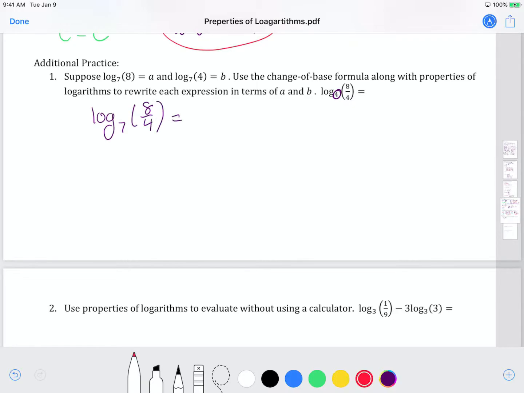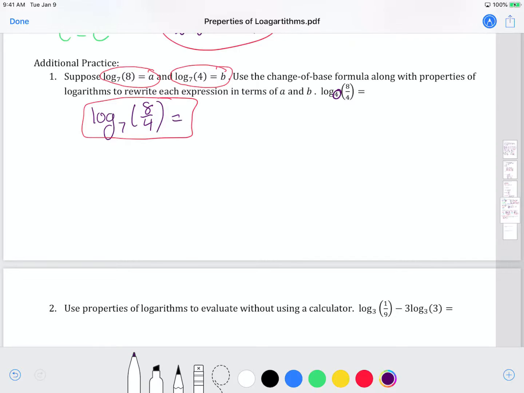That's a typo. And in this question, they're defining log base 7 of 8 as A and log base 7 of 4 as B. And the question is asking us to rewrite this expression so that it only is written in terms of A's and B's. So I'm going to use my rules of logarithms to expand this expression and then substitute in my values for A and B.